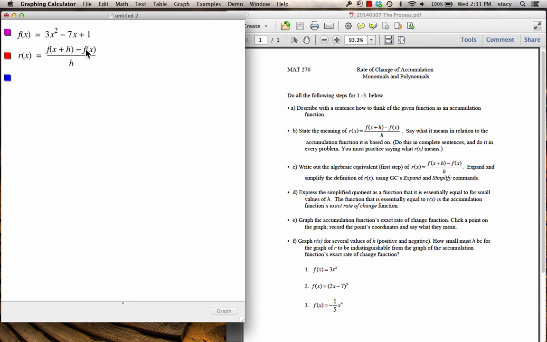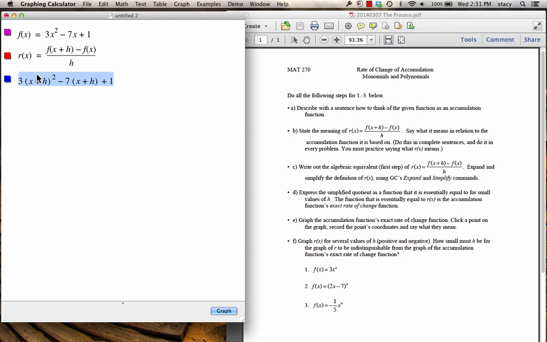So what I'm going to do is type the actual representations of what f of x plus h is. So f of x plus h means plug in x plus h wherever you see an x. So that would be 3 times (x plus h) squared minus 7 times (x plus h) plus 1.